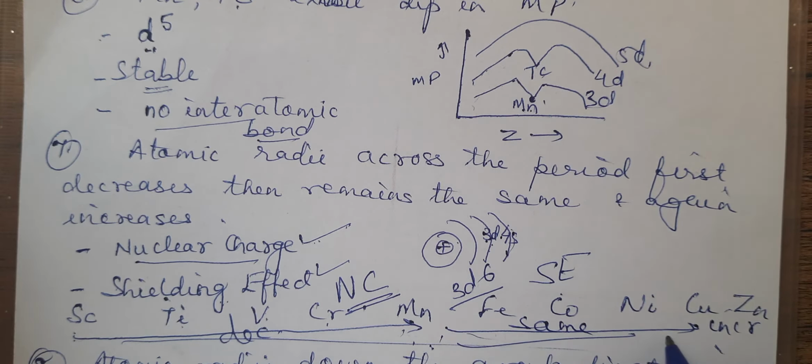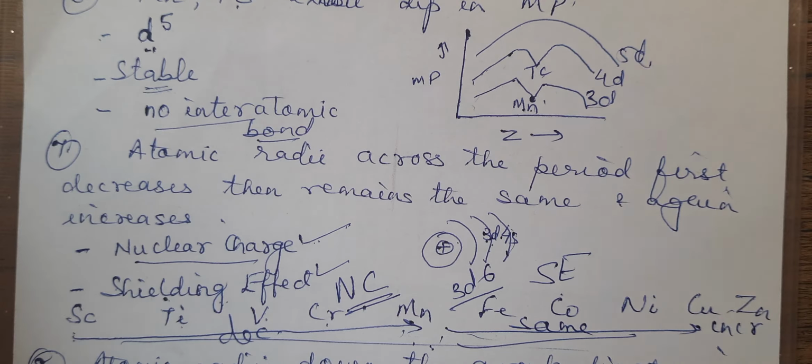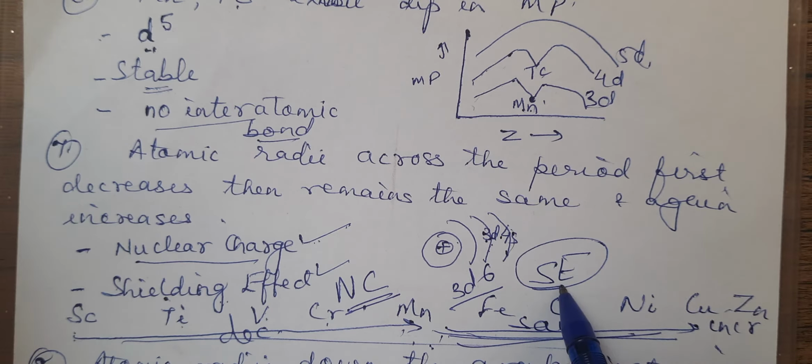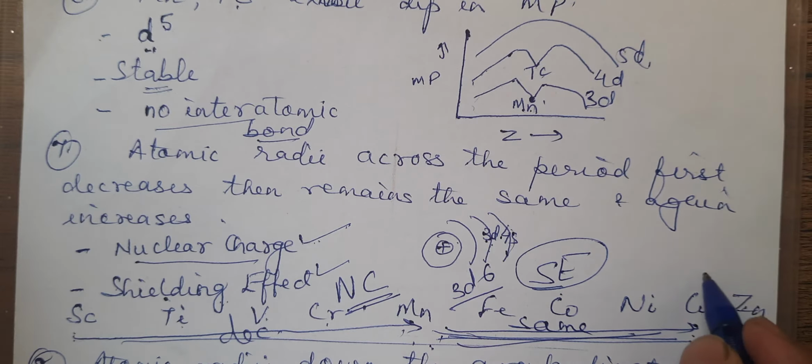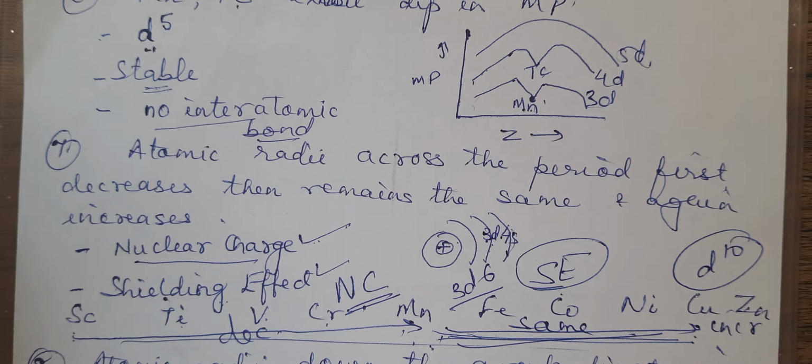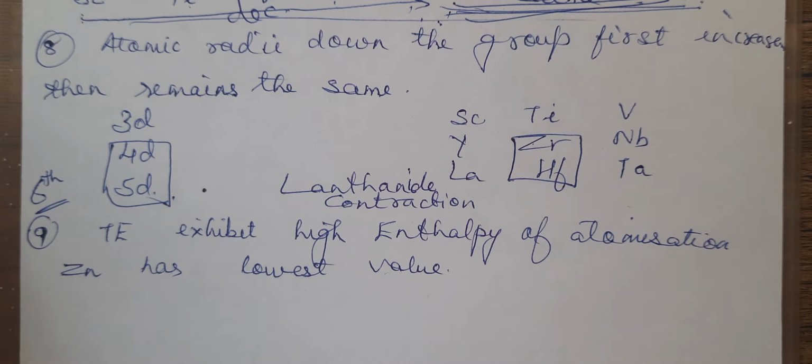That is why both are countering the effect of each other. After that, nuclear charge is trying to decrease the size, but shielding effect is trying to increase the size. So thereafter, it remains the same. But in the last, d10 configuration. D10 configuration means a completely filled d orbital, due to which there will be more interelectronic repulsion, due to which the size starts increasing at the end. Now, next question.